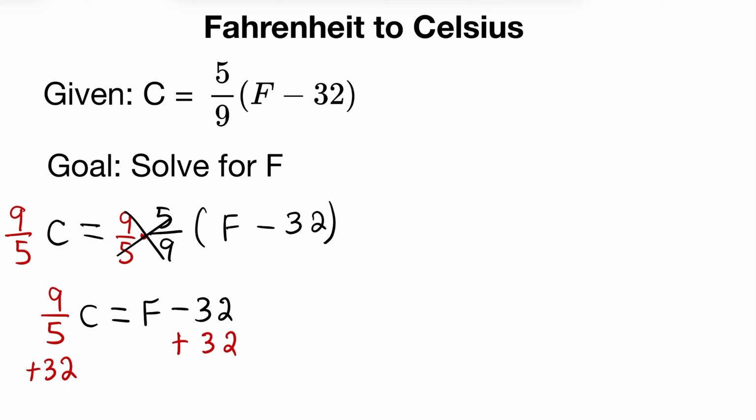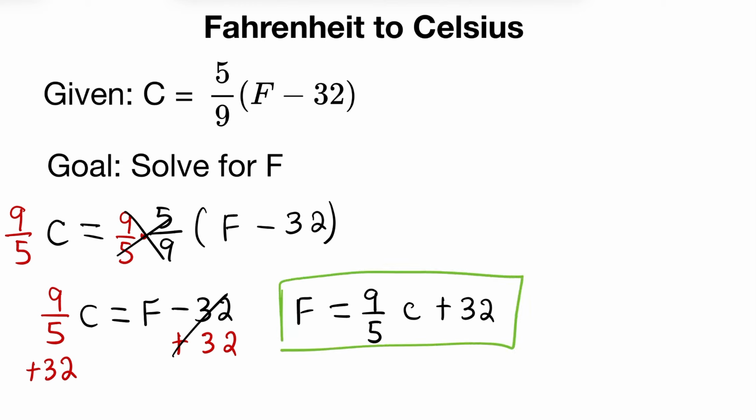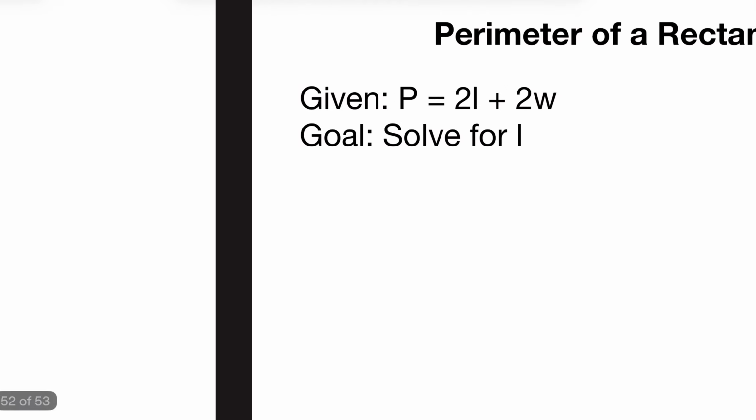All right, and so the 32's cancel out on the right, and so we are left with F equals 9/5 C. Oops, that should be 9/5 C plus 32. Yeah, that is the final answer. Okay, so always undo operations in reverse order, okay? And then let's go ahead and move on to example number 4.